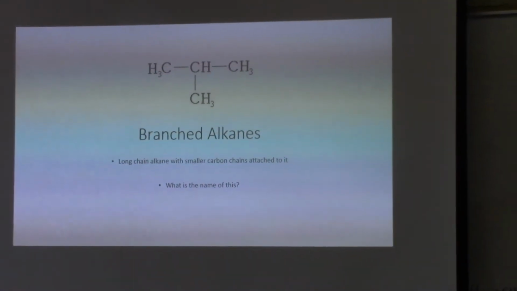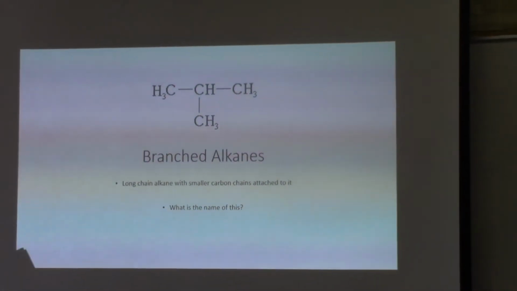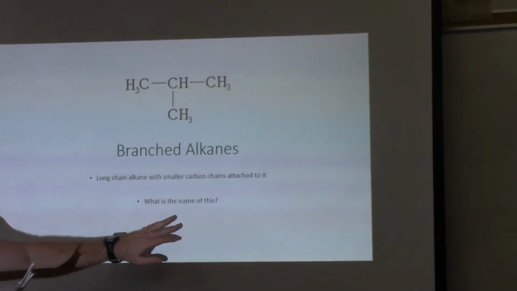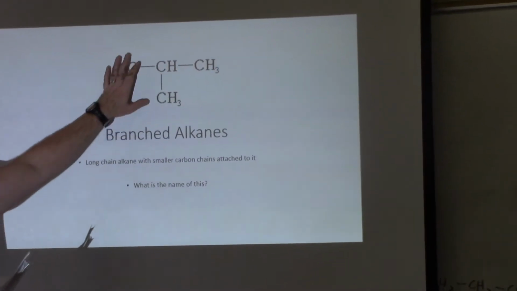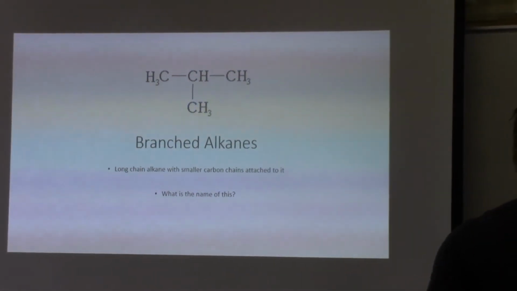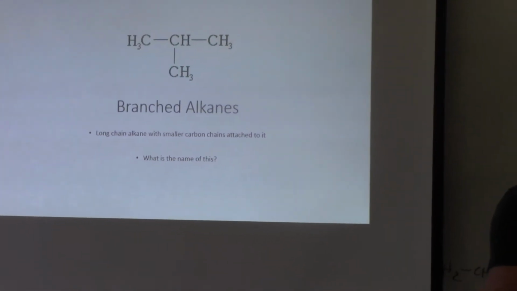This is the first level of complexity when we talk about organic chemistry. These are branched alkanes. It's a long chain alkane with smaller chain carbons attached to it. I'm going to put this on the board and we're going to talk about what it is, and then I'm going to do a bunch of examples and teach you how to name these.